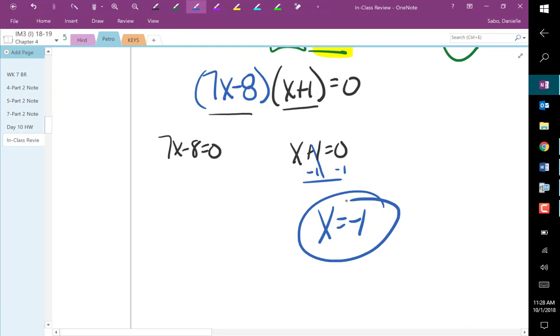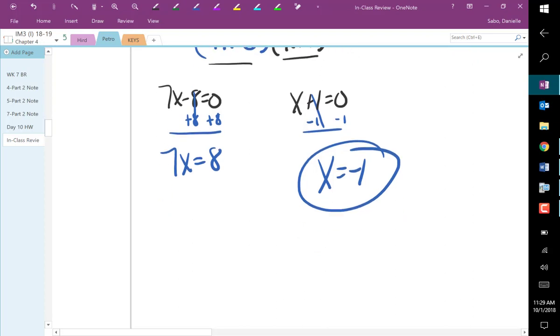Okay, now this one. Not as easy, but it's okay. It's a two-stepper. What do I got to do with the 8 first? Add it. Add 8. Gone. I get 7x equals 8. Now, when you're doing one of these problems like this, you will always get a fraction. So expect it. So when you're doing one of the harder ones like this, you will get a fraction because we have to divide by 7 then. And I get x equals 8 over 7.